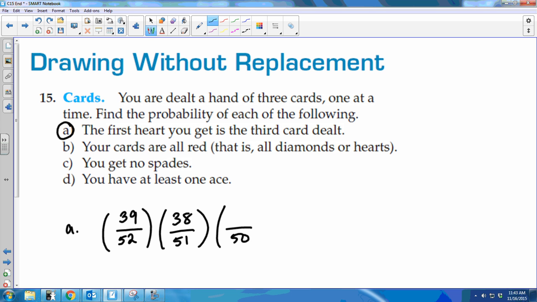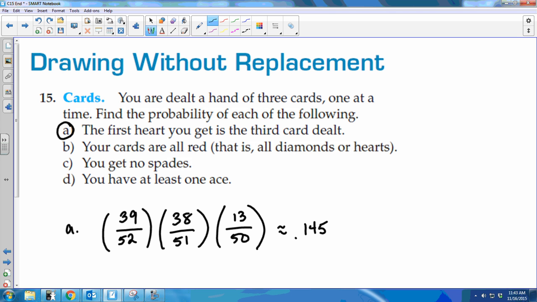But this time I want a heart, because the heart is the 3rd card you're dealt. So how many hearts are left? 13. So then you just multiply all these together. I did that earlier, and I'm not going to take the time to use my calculator. It would take me 5 minutes. So you get 0.145. Just make sure you're thinking about what you have and what you've taken out.